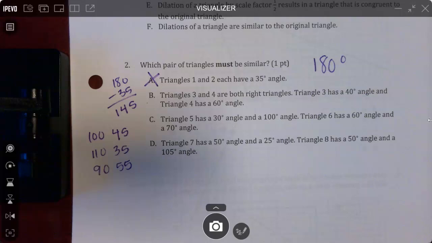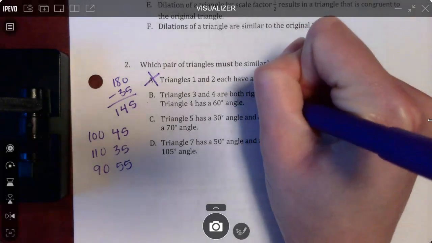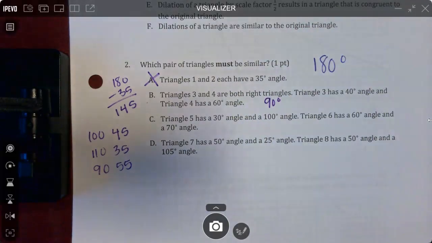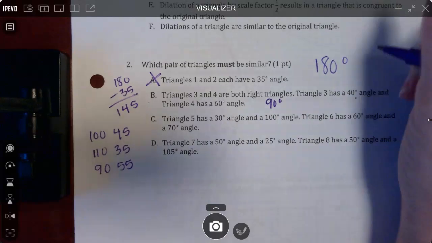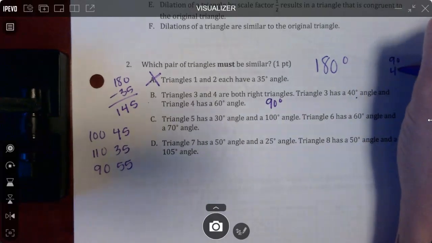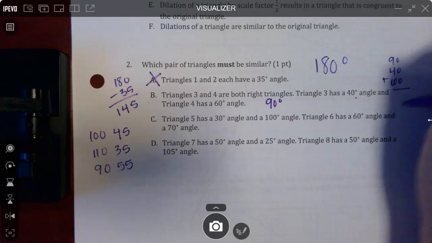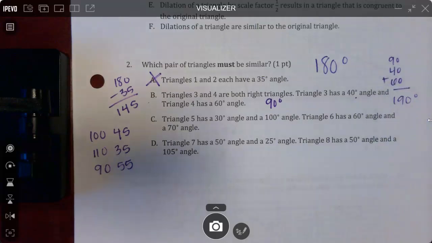B, you've got triangles 3 and 4, they're both right angles. Well, we know that that means they both have a 90-degree angle. So that's one angle accounted for. Triangle 3 has a 40-degree, and triangle 4 has a 60-degree. Well, right now, if I add up 90, 40, and 60, I get 190 degrees. That is too big for a triangle. That's not going to work.